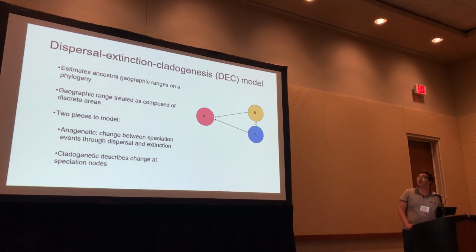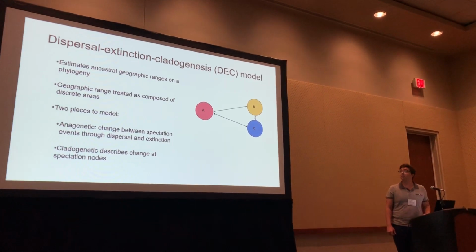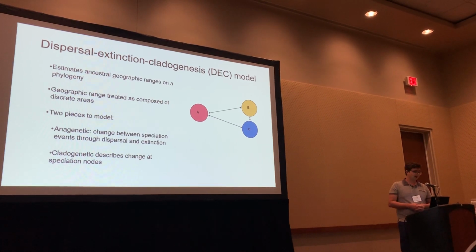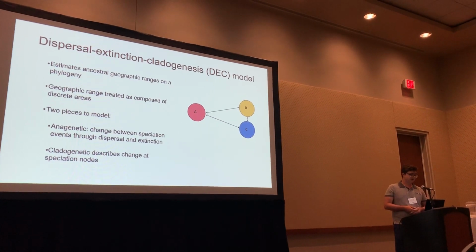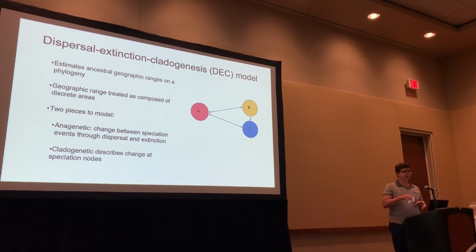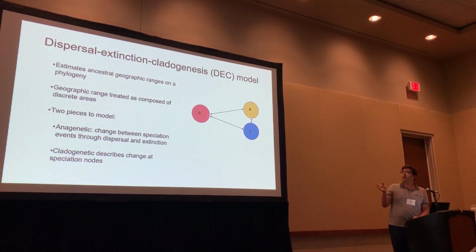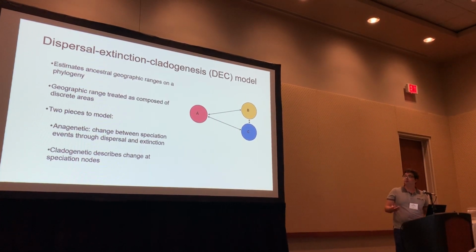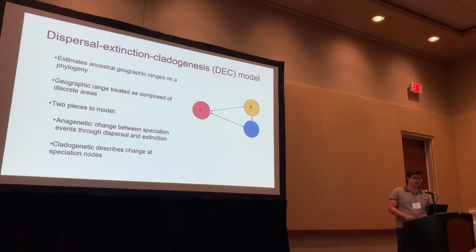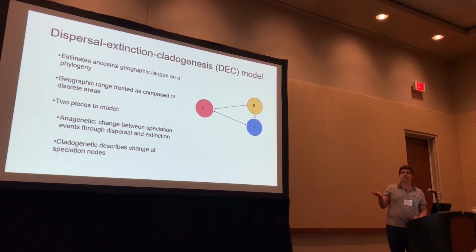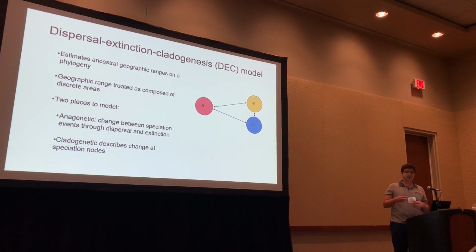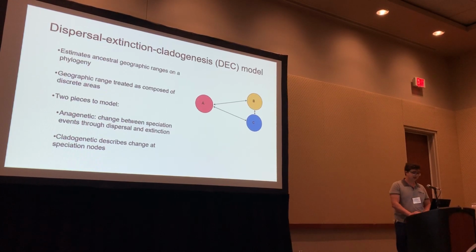I'm going to try and apply the dispersal extinction cladogenesis model to cophylogeny. And so this model, if you don't know about it, estimates ancestral geographic ranges on a phylogeny. And these geographic ranges are treated as composed of these discrete areas. So shown here are 3 areas that could make up several ranges that a species might have. And then these ranges can change through anagenetic events, such as dispersal and extinction between speciation events, and then at speciation events, cladogenetic events can describe how these ranges are inherited by descendant lineages.